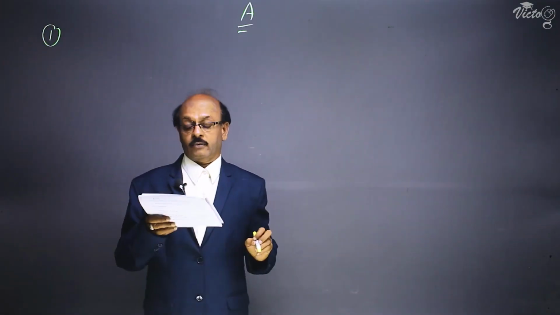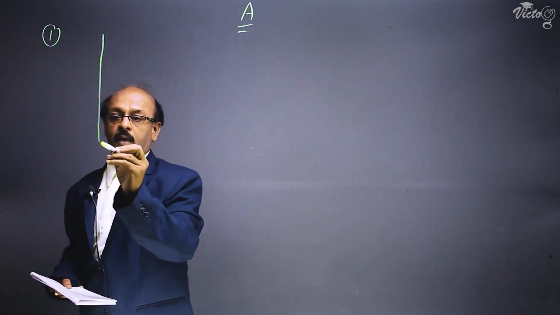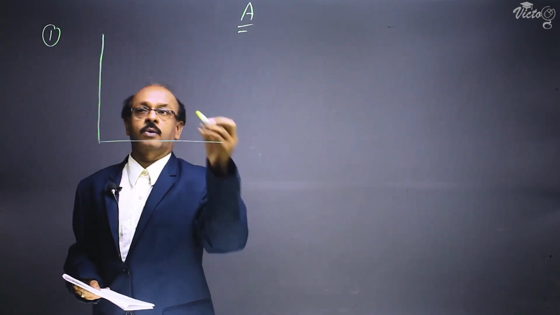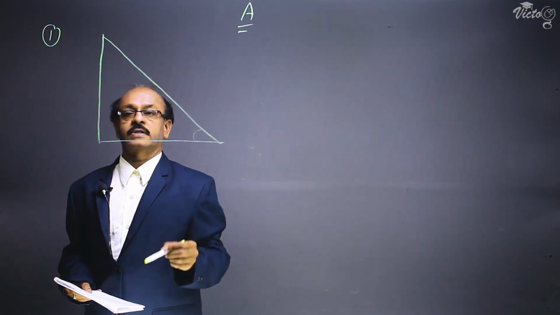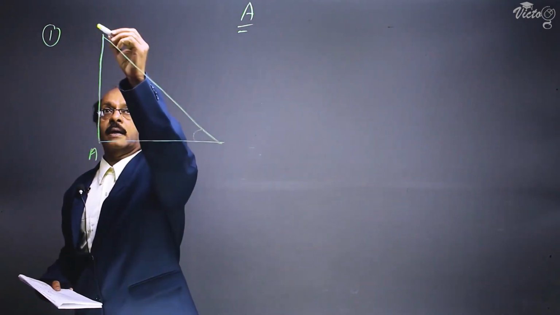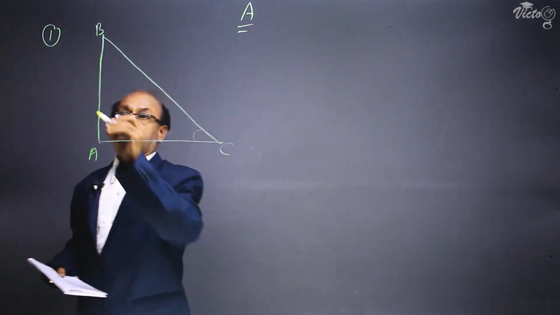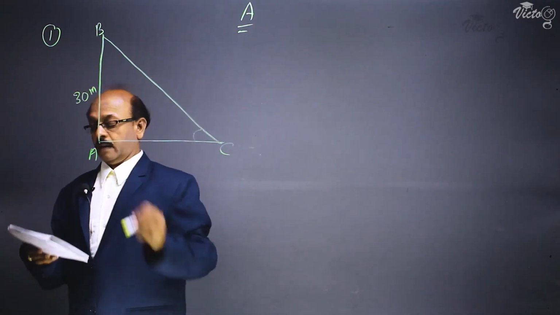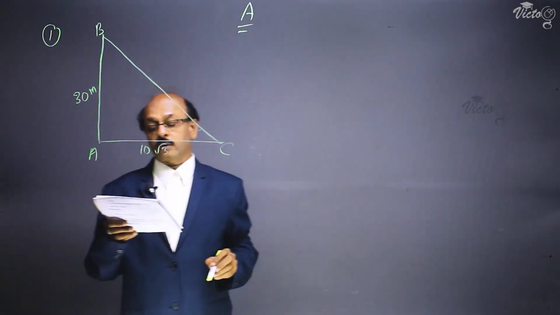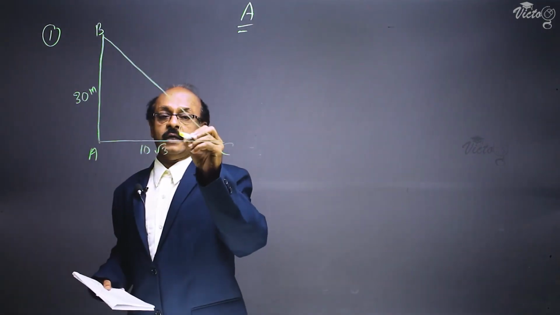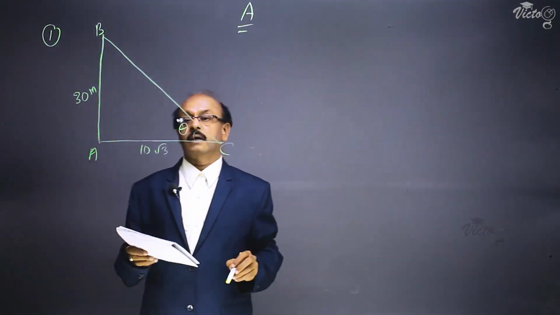Now we have to draw a rough sketch. Let this be the tower and this be the shadow on the ground. Then this is the angle of elevation. Mark it as A, B and C. Tower of 30 meter high. This is 30 meter and this is 10√3 meter. Length of shadow is equal to 10√3 meter. We are assuming that theta be the angle of elevation of the sun.